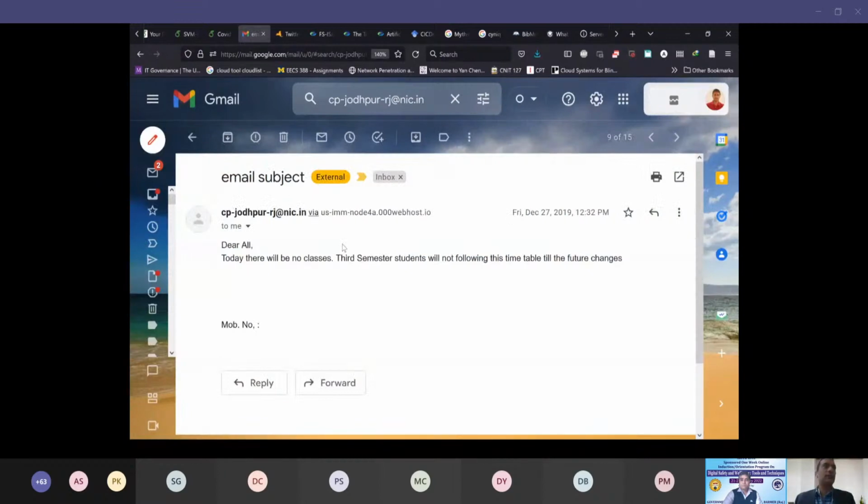Can you see the mail now? The content of the mail: Dear all, today there will be no classes. Third semester students will not be following this timetable till further changes. Mobile number. Can the Commissioner of Police mail me this kind of mail without any context? No, not at all, right? It looks like this mail has been transferred from the Commissioner of Police Jodhpur only because NIC is there.